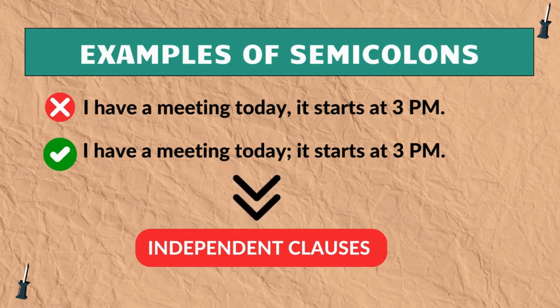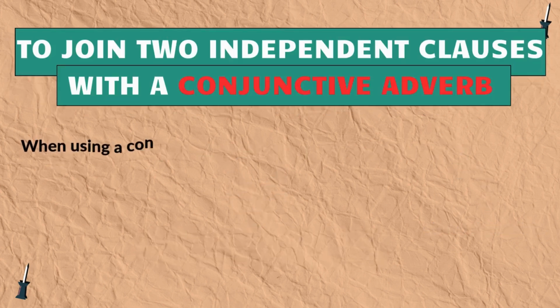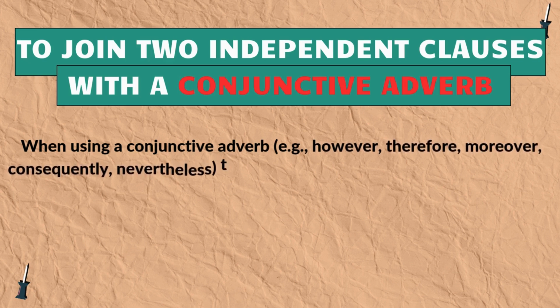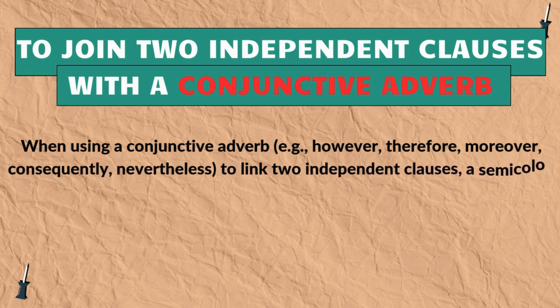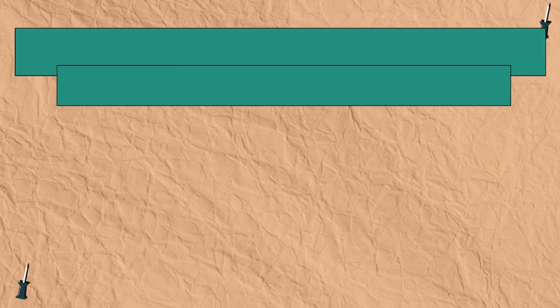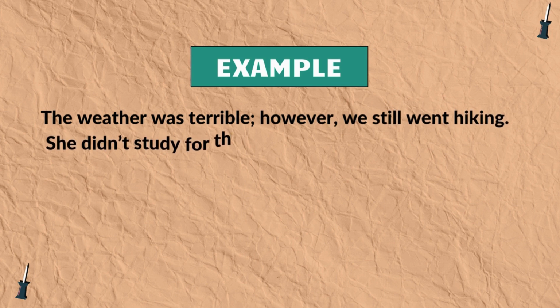We use a semicolon to join two independent clauses with a conjunctive adverb like however, therefore, consequently, etc. We use a conjunctive adverb to link two independent clauses, and the semicolon always comes before the adverb and a comma follows it. For example, "The weather was terrible; however, we still went hiking." "She didn't study for the exam; consequently, she didn't pass."